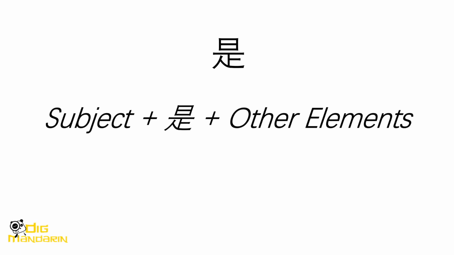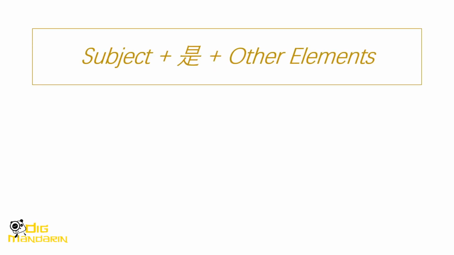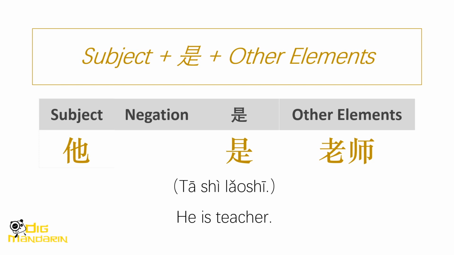Okay, this structure is much easier to understand because the predicate is just 是. So it goes subject plus 是 plus other elements. And pay attention to, in this structure, the negation form we only use 不. Now let's look at examples. Example 1. 他是老师 He is a teacher.